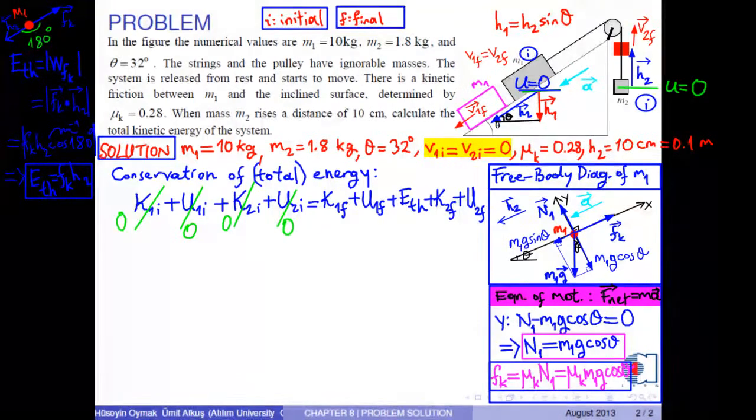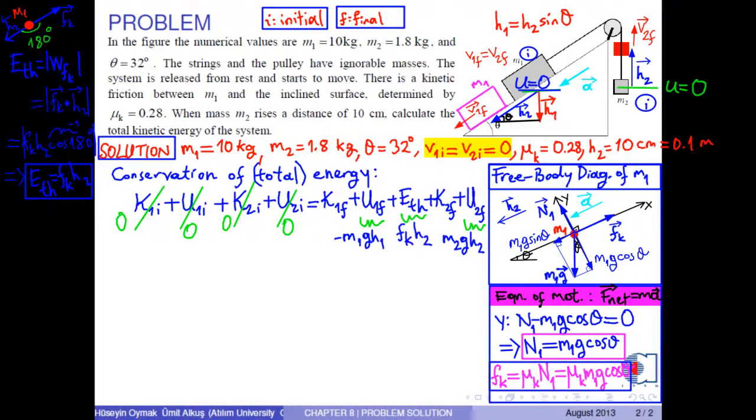So, the final potential energy of mass m1 is negative m1 times g times h1, since it is h1 below the zero potential energy level. Next, independently of mass m1, the final potential energy of mass m2 is m2 times g times h2, because it is h2 above the zero gravitational potential energy level. Finally, the thermal energy due to friction between m1 and the inclined surface is Fk times h2.